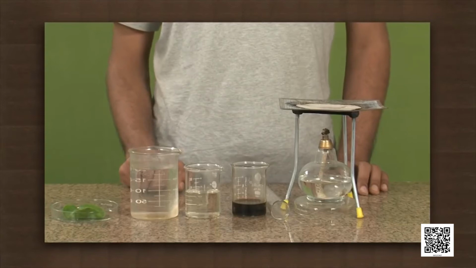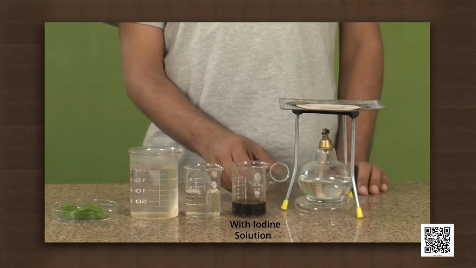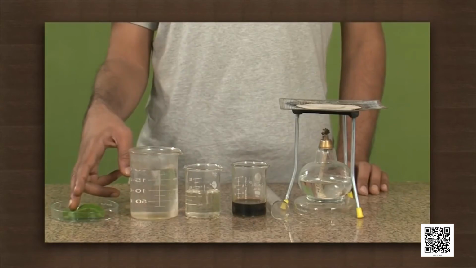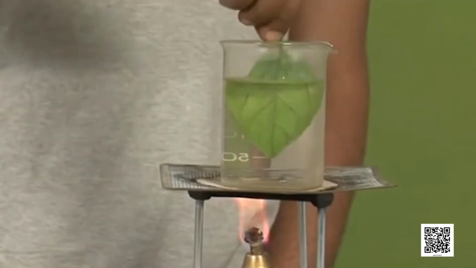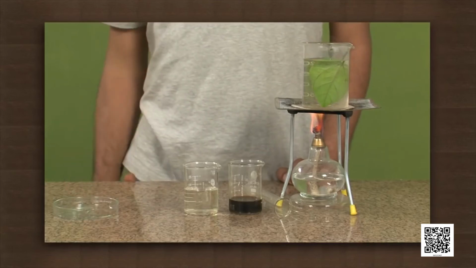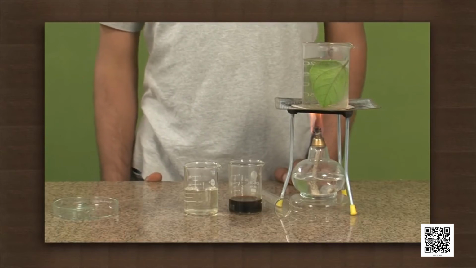Test for starch in leaves. We would require a leaf, spirit, alcohol, a beaker, test tube, burner, water, a plate and iodine solution for this activity. Keep the green leaf in a petri dish which was kept in the sunlight for a few hours. Now put the leaf in a beaker containing water. Put on the burner and place the beaker on a tripod stand and heat the water until the cell wall breaks and the leaf becomes soft.